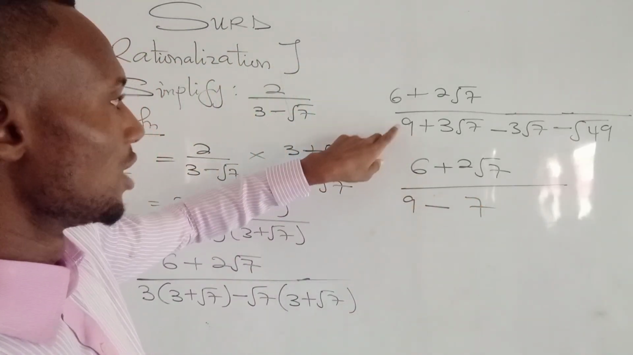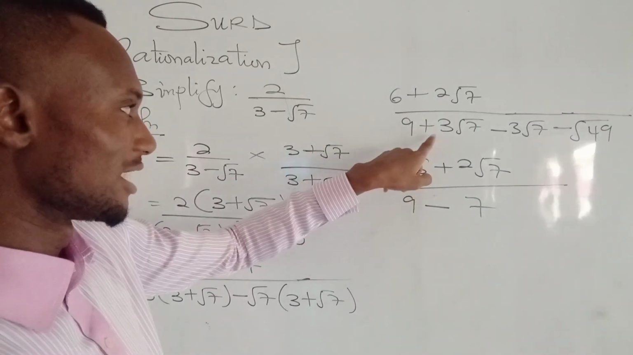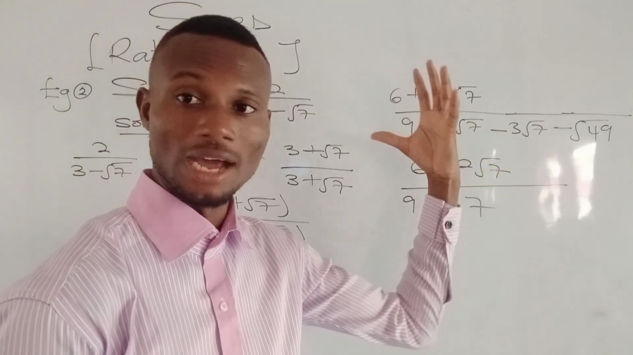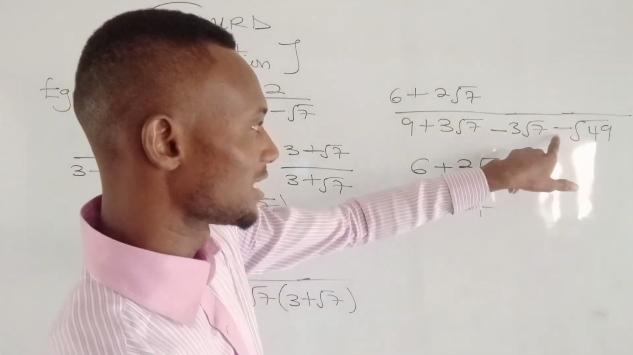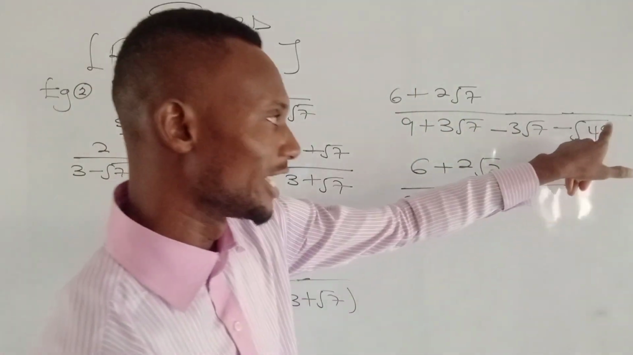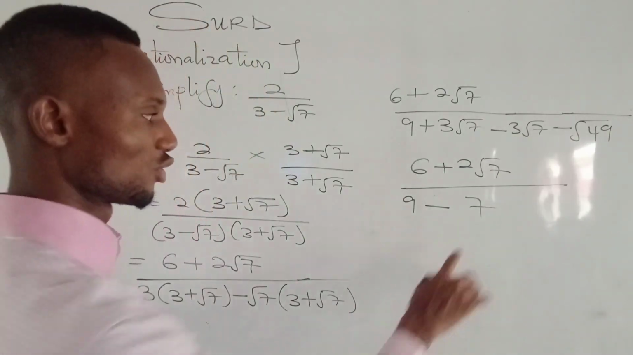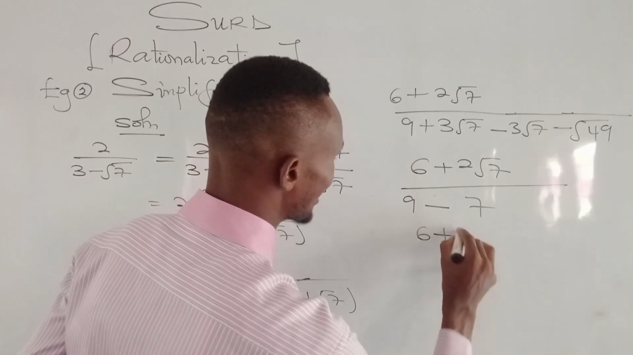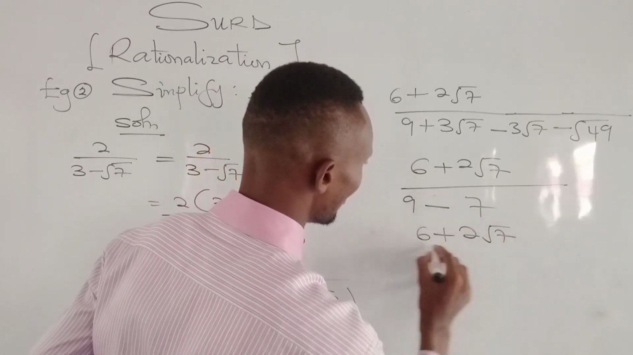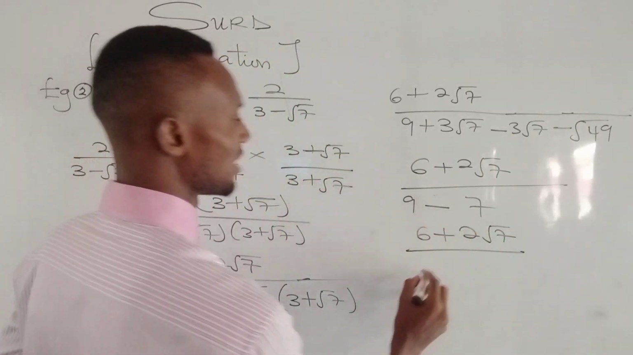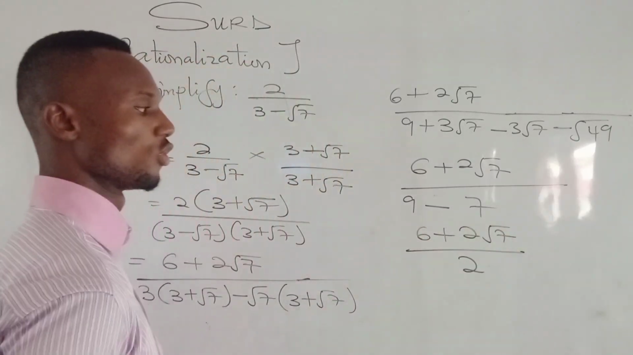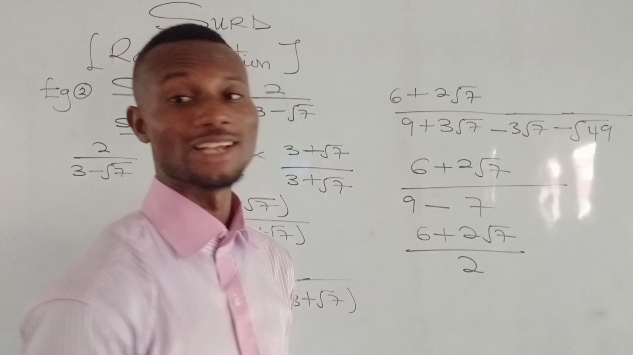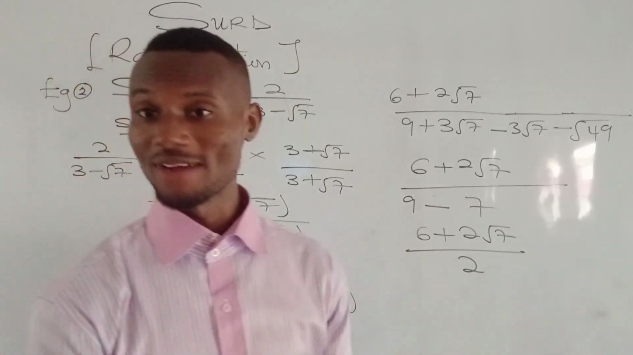Let me go over one more time. The denominator, our 9 is here. This is positive 3 root 7 minus 3 root 7, so they will cancel away, it will be 0. Then we are left with our negative sign, we bring it. Then the square root of 49 is 7, so we write a 7. So let's simplify further. I'm going to have 6 plus 2 root 7 all over 9 minus 7, which gives 2. So now we have 6 plus 2 root 7 all over 2, which we can simplify further.